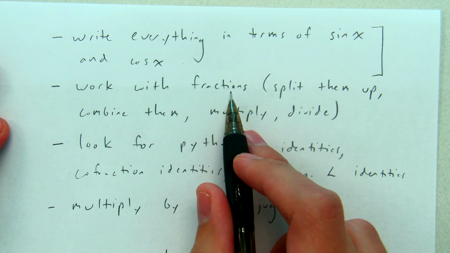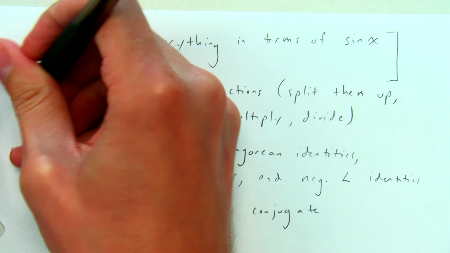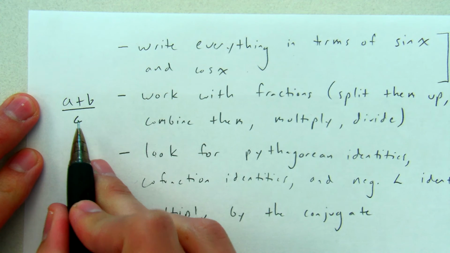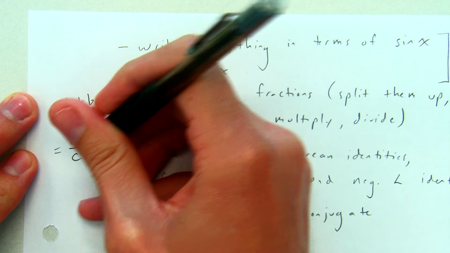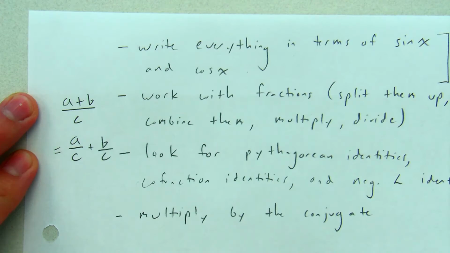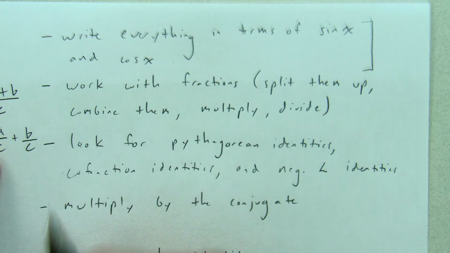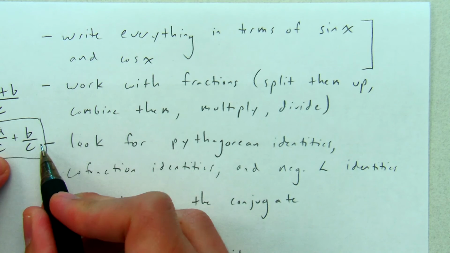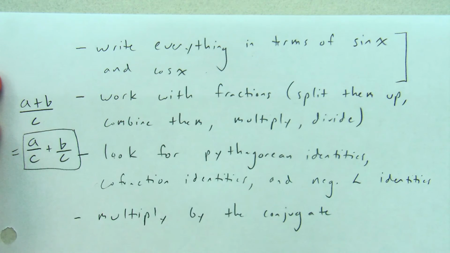Sometimes we have a fraction like this, 2 terms on the numerator and a single on the denominator, and we can split up that fraction, a over c plus b over c. And sometimes we'll be doing that in our trig functions. Sometimes we're given these two fractions, and we need to combine them using a common denominator. Okay, it's like going from here back to that.